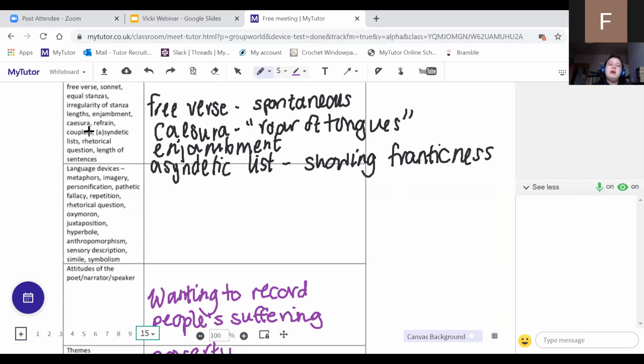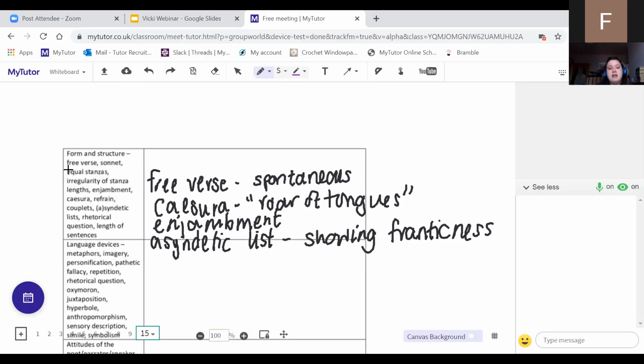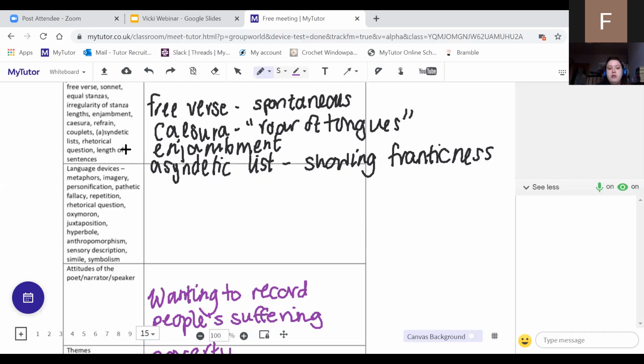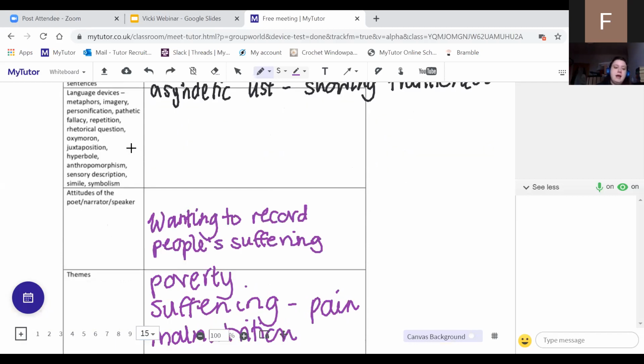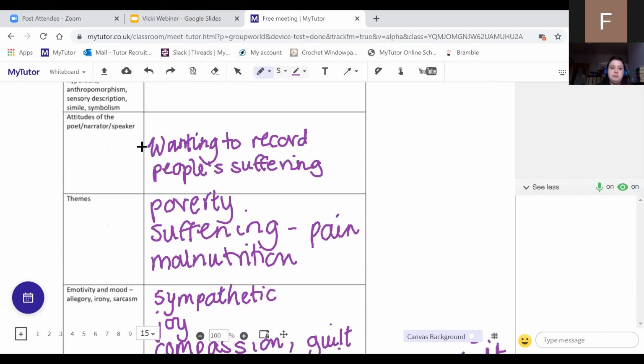So when it comes to actually approaching your unseen poetry, I wouldn't spend time drawing a table. That would be the first big piece of advice, just because you don't have a lot of time. What I would do is perhaps just jot down each of these titles: form and structure, language devices, attitudes of the poet, narrator, speaker. You could just jot down one of those and that would be fine.